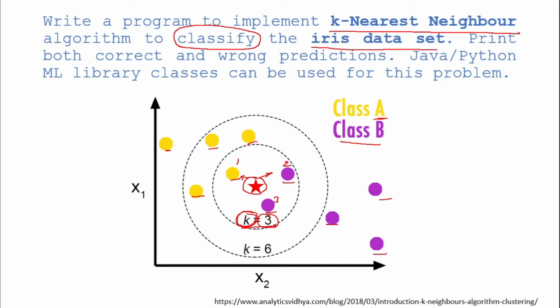When I increase the K value to 6, I need to consider all of these. If I consider K equal to 6, out of these 6 data points, 4 belong to class A and 2 belong to class B. Now this data point belongs to class A, that is the yellow color. One more question arises: how to decide the value of K. We'll look into the algorithm first, and then we conclude with how to choose a value for K.